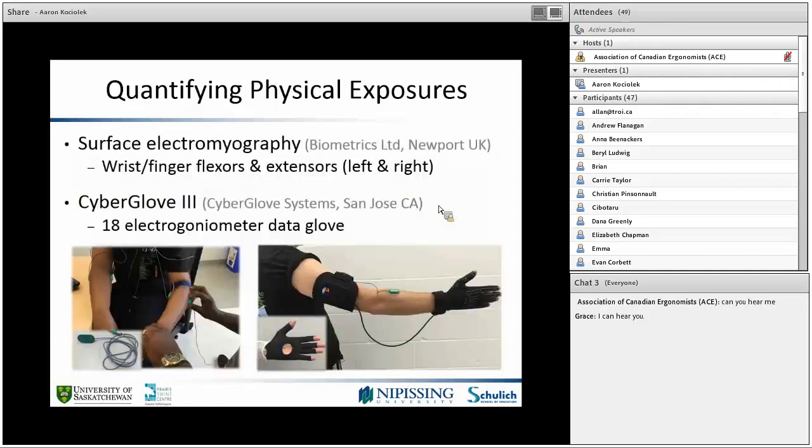So how do we quantify physical exposures? Well, we use surface electromyography. We use 4 channels of EMG to represent the wrist flexors and extensors for both the left and right arm. We also use a cyber glove, which is a spandex or lycra fitting glove that forms to your hand and has 18 embedded electrogoniometers, which allow us to get an idea of postures of the hand. So we're measuring posture, as well as, because we have a whole time history of the posture, the motions or repetitive aspects of the task. We are also measuring EMG to get an idea of the forceful aspects of the different injection methods that we're testing.